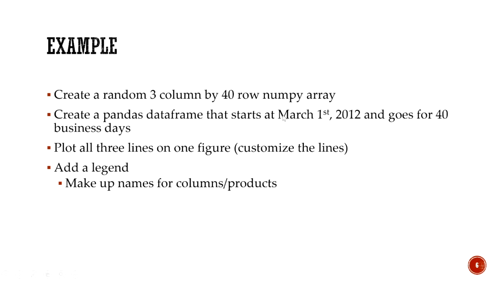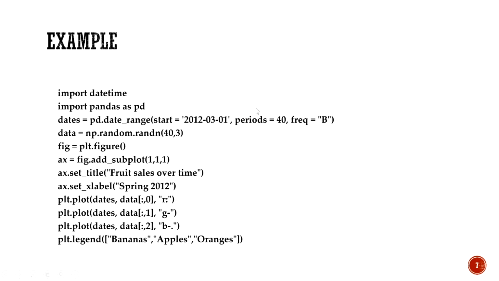data frame that starts at March 1st, 2012 and goes for 40 business days. Then we want to plot all 3 lines on one figure, and then we customize the lines. And we add a legend, and we make up names for columns or products. So the columns represent 3 variables, and rows are the dates. Here you can see the code.